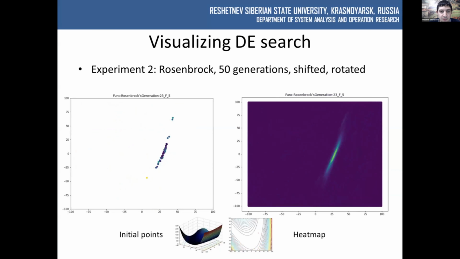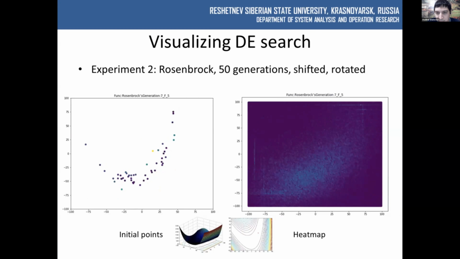Another example is the classical Rosenbrock function. So you can see here that at the beginning, it's more like random search, like we saw in previous pictures. But then at generation around 15 or 20, we can see that it captures the structure of the landscape of the function, and then just goes down this valley and finds the optimum. So it just converges to a single point. So this is how the magic in differential evolution happens.